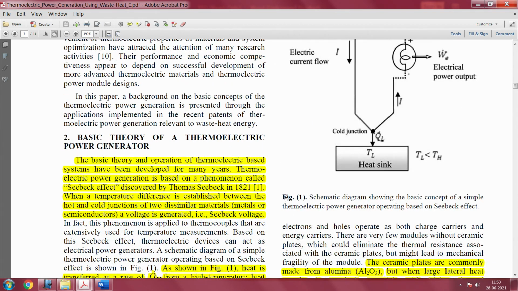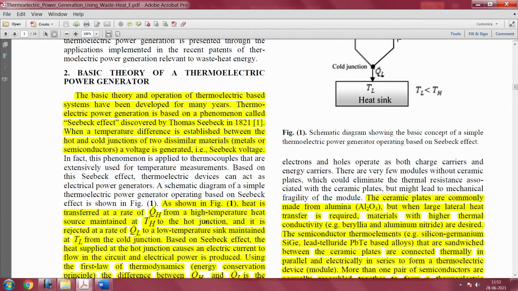Okay. Now basic theory and operation of the thermoelectric is based on, as I mentioned, Seebeck effect. The idea is when a temperature difference is established between the hot and the cold of two dissimilar materials, metals or semiconductors, a voltage is generated. This is also called the Seebeck voltage. In fact, this phenomenon is applied to thermocouples as well. In thermocouples which are using dissimilar materials, the same thing is actually applied there also.